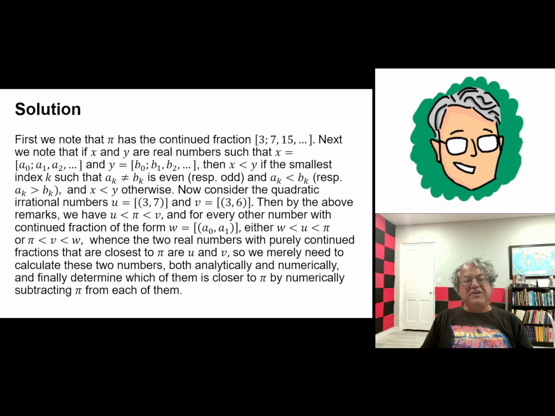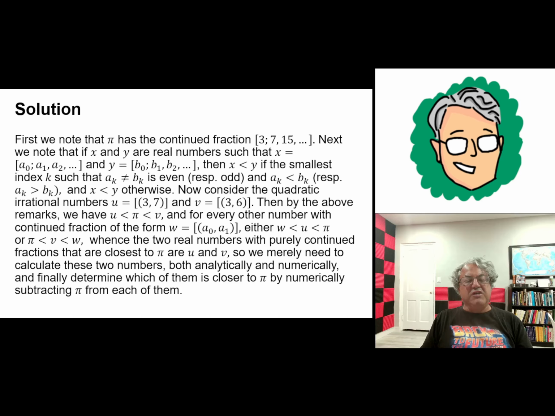There are a couple of other facts we need here. The continued fraction of pi starts out 3, 7, 15. You don't really need to know any more than that. That already gives you a really excellent approximation of pi, by the way. But let's look at these.